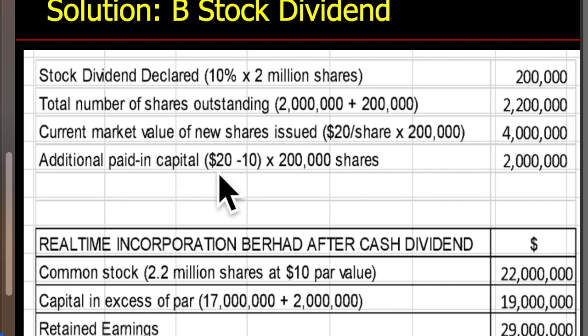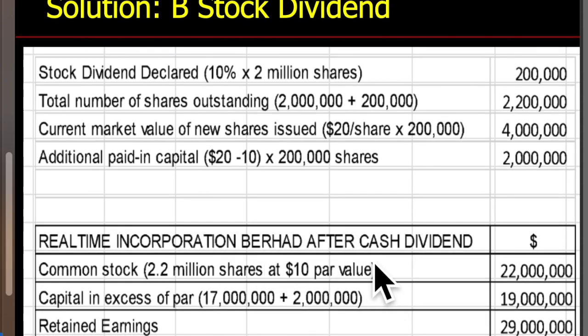Then the additional paid in capital is what? Since we have issued new shares, then we have additional paid in capital. That means investors paid and they bought new shares. So it will become 20 minus 10, which is the new price of shares minus the old price of the shares, multiplied by 200,000 new shares. That gives us what? 2 million ringgit, $2 million. So these are the necessary adjustments. From this adjustment, now we can rewrite our balance sheet. So Retam Corporation balance sheet after stock dividend.